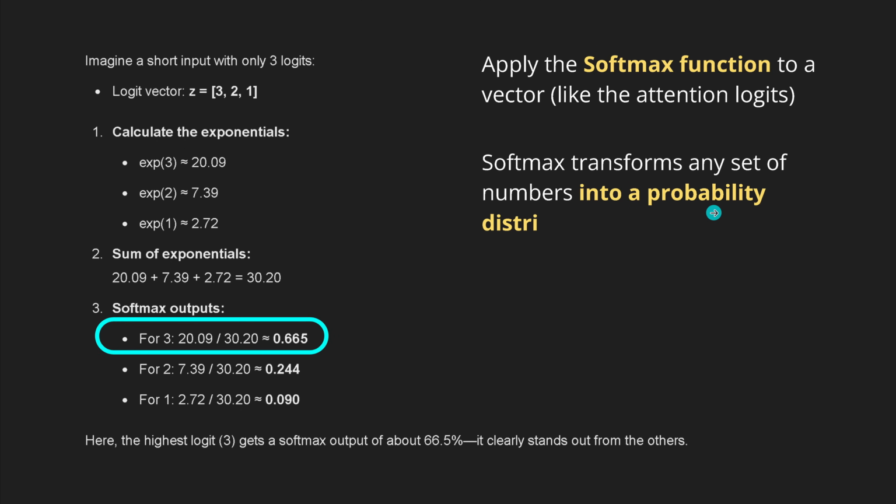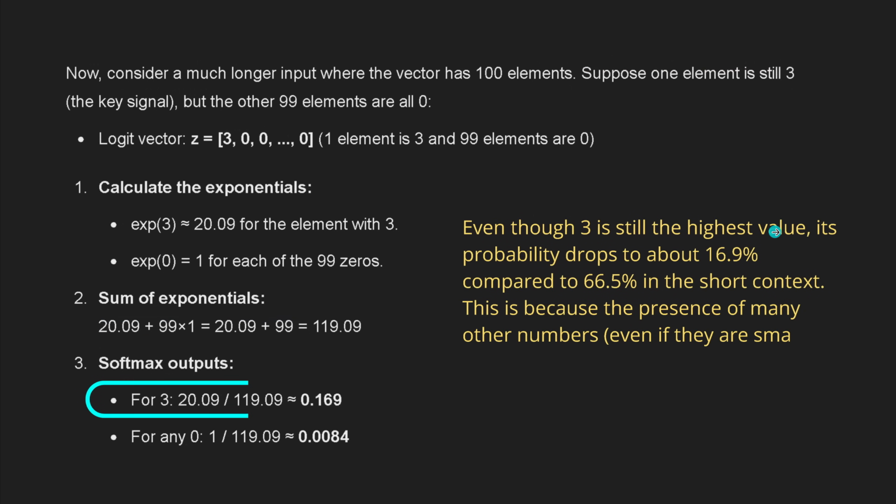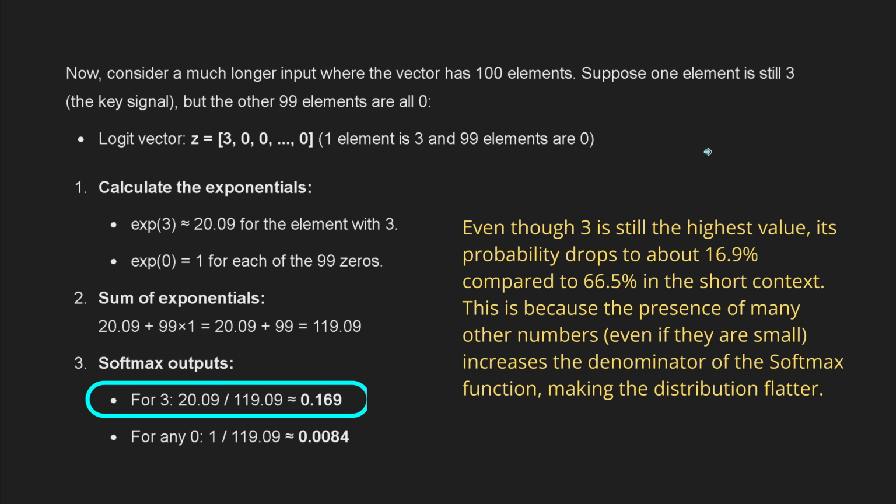We have here a beautiful resolution that tells us, this is it. And you know, the softmax transformation transforms any set of numbers into a probability distribution that we are looking for at the end of our vector structure. Now let's make it a little bit longer. Let's say we have 100 elements, and we're not anywhere near 10 million token length. We are just going with a simple logit vector, and one element is our same 3, and the other 99 elements are zeros.